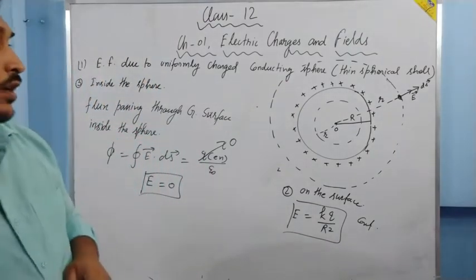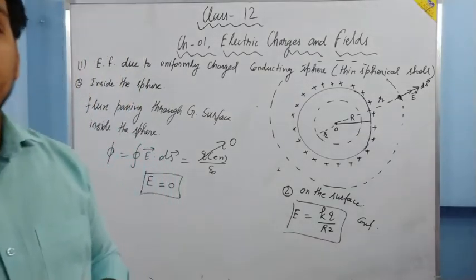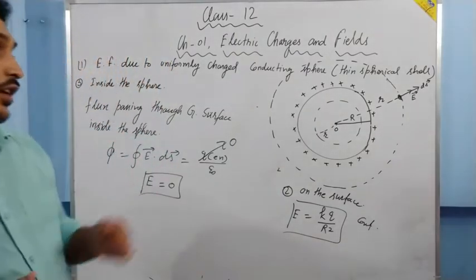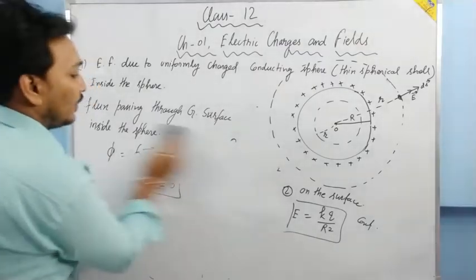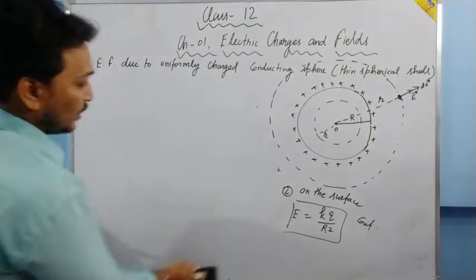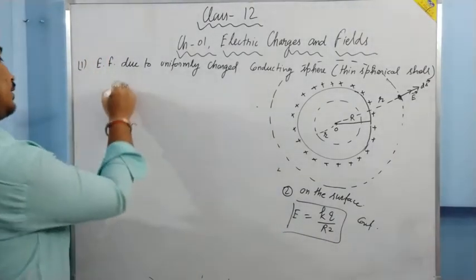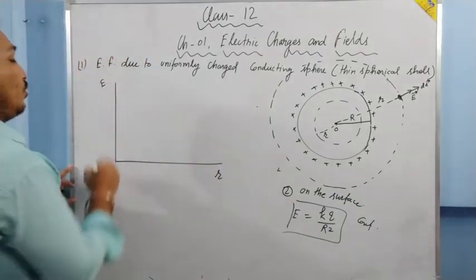Okay, so this is the second last application. Let us move to the last application. A very important thing about it is the graph, the variation of electric field. So for that, let us draw the graph. Don't worry about the notes. They will be there in the description link. Variation of electric field with distance from the center.